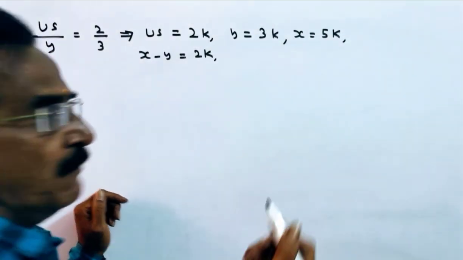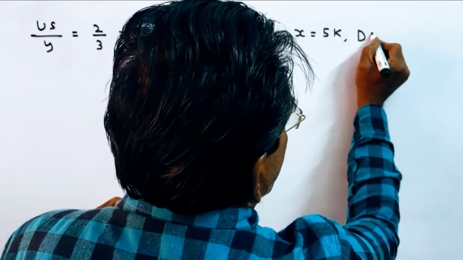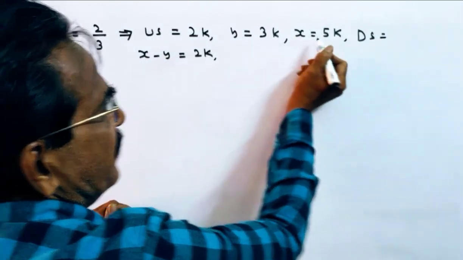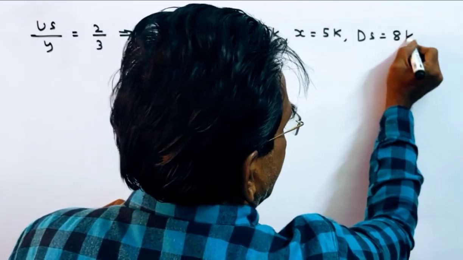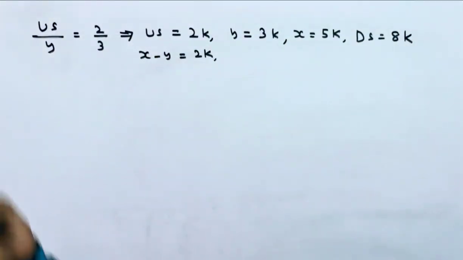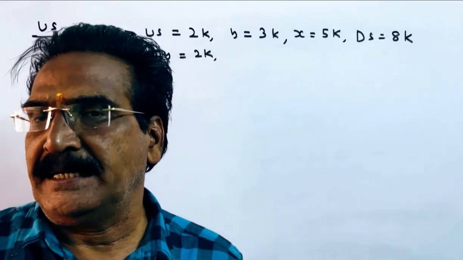So it implies the downstream velocity, the speed of the boat in downstream, is equal to x plus y, that is equal to 8k. Friends, this is the second statement.